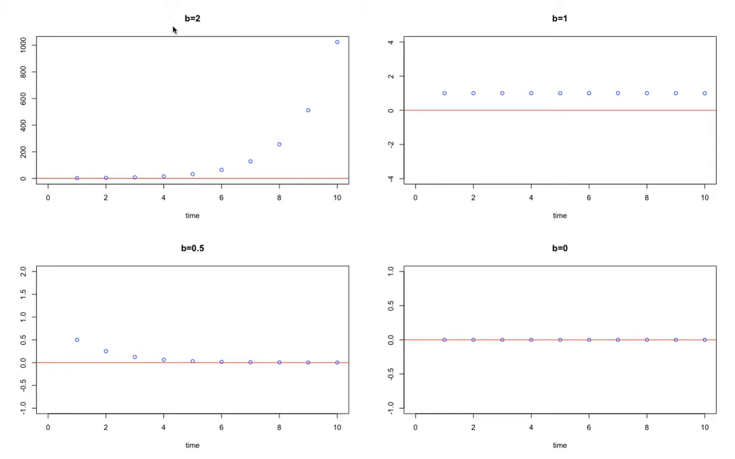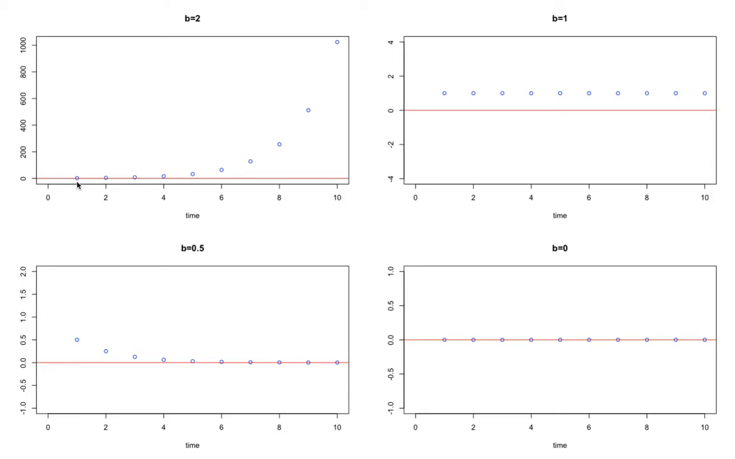First, we had the case where b is equal to 2. And what do we see? In the first period, the deviation from equilibrium is 2, then it's 4, then 8, 16, 32, 64, 128, 256, 512, 1024. Look at the scales on the vertical axis: we see it goes up to 1000.